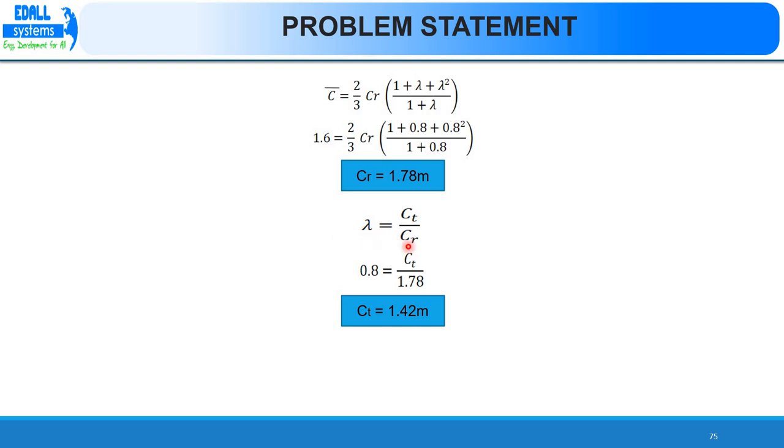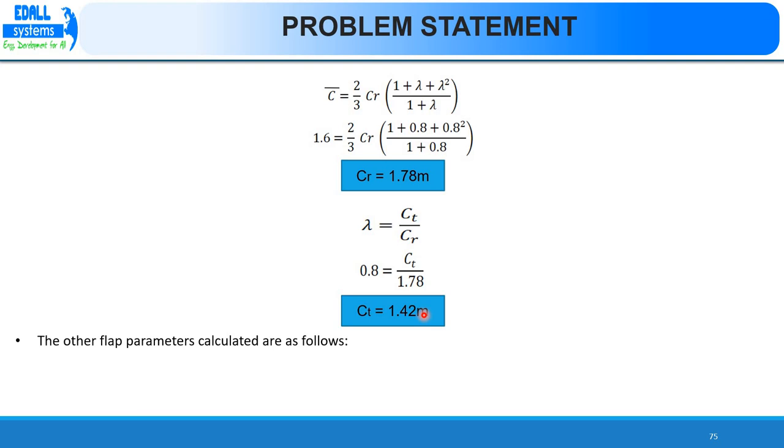Using the taper ratio formula, you can find out the value of tip chord. Taper ratio is known and the root chord value is calculated. So solving this equation, you will get tip chord as 1.42 meter.